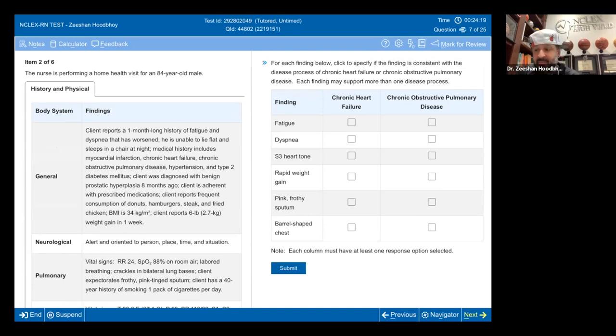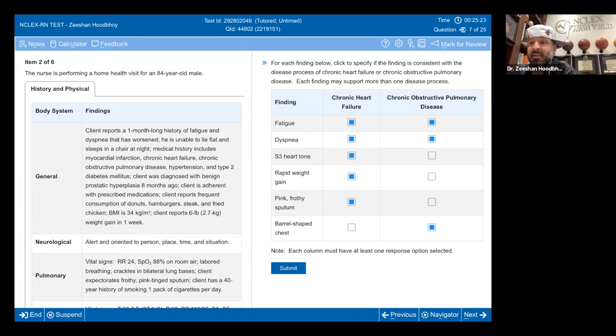Okay, here we go. So now, this is where I told you knowing differential diagnoses is so important. So we know, how about this? Do we know chronic heart failure? Yeah. Do we know COPD? Yeah. So now let's choose chronic heart failure, fatigue. Yeah. How about COPD fatigue? Dyspnea. Both. S3. Chronic heart failure. Rapid weight gain. Chronic heart failure. Pink frothy sputum. Heart failure. And barrel-shaped chest. So you see, all we're doing is signs and symptoms. It's a select all that apply in front of you.